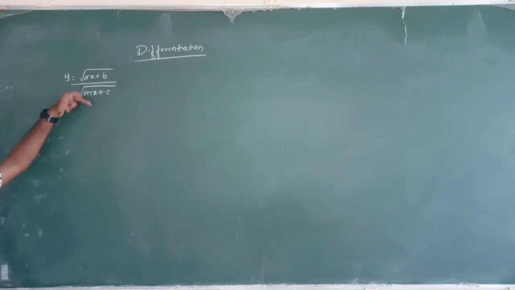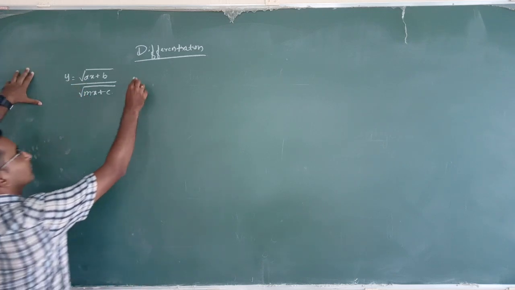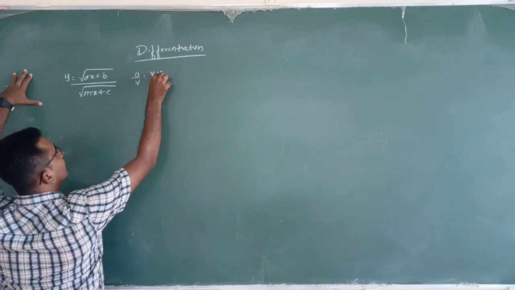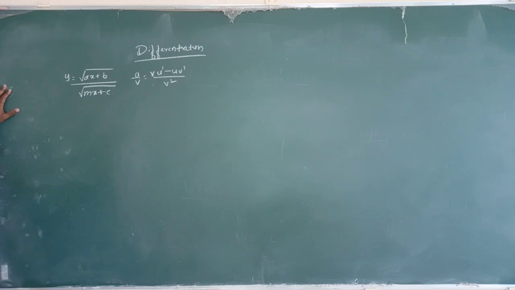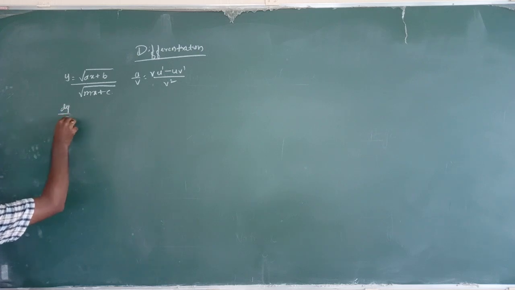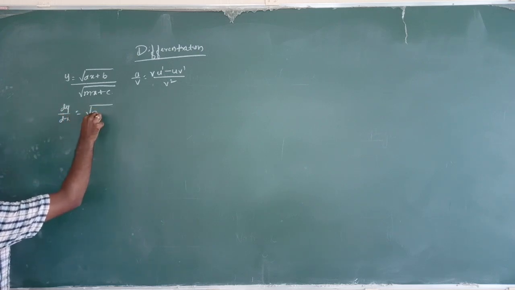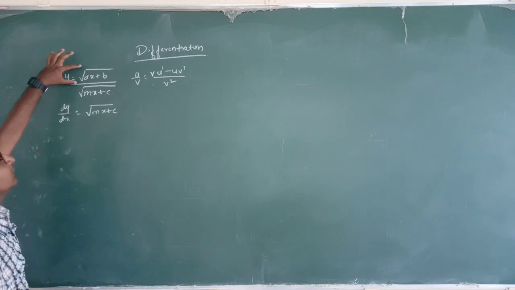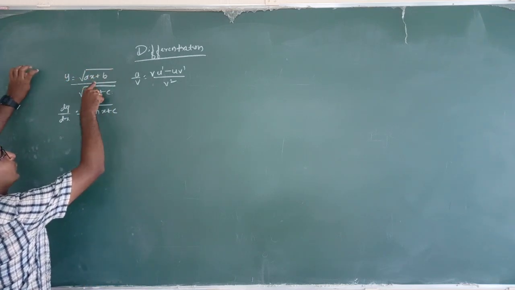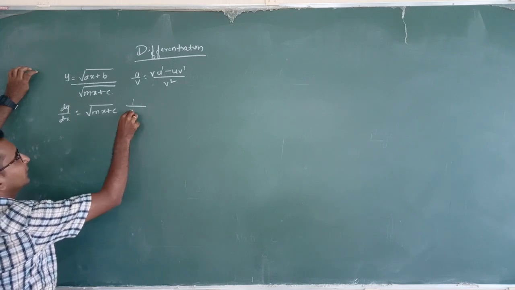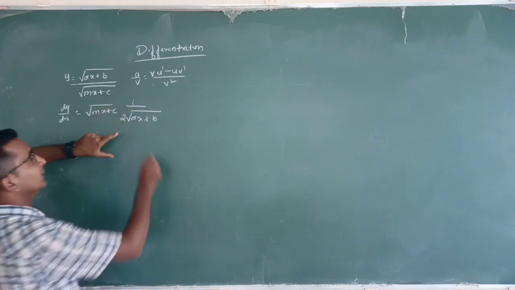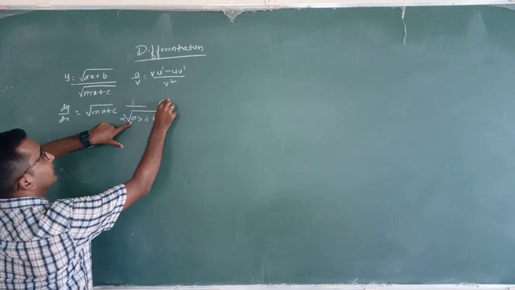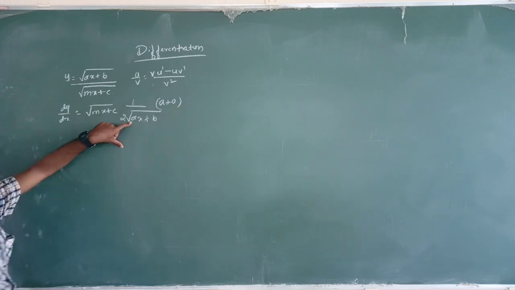Again it is in the form of u by v. For u by v, the formula is (v u dash minus u v dash) divided by v square. Then for dy by dx, first we keep v as it is, that is root of mx plus c. The differentiation of u, which is in the form of root of x: root of x is 1 divided by 2 root of x, and the differentiation of ax plus b is a plus 0.